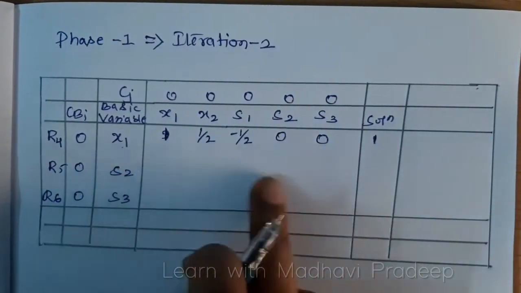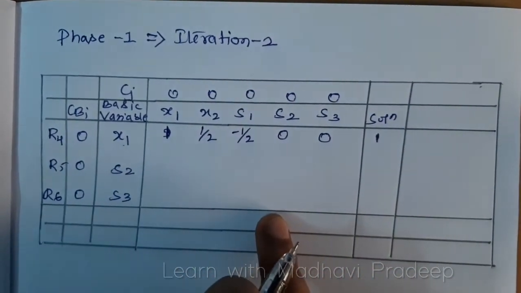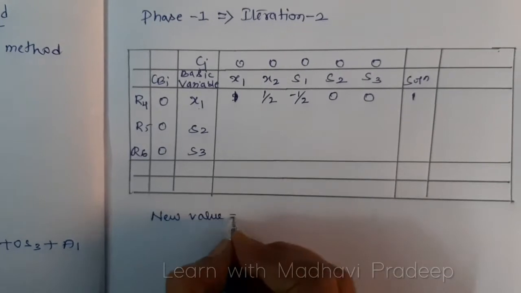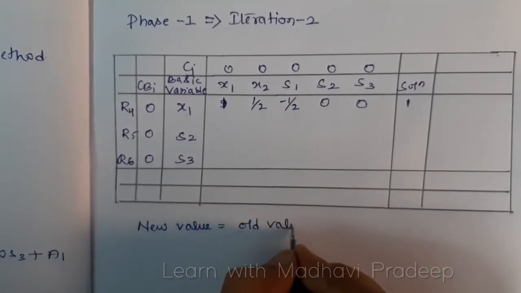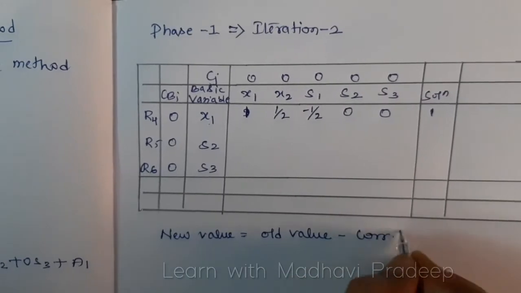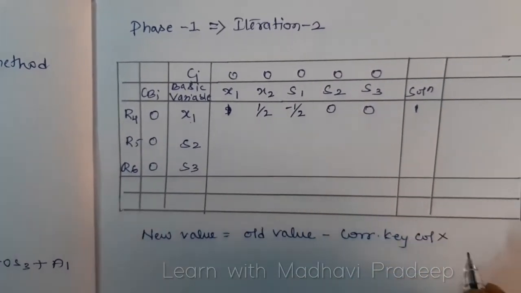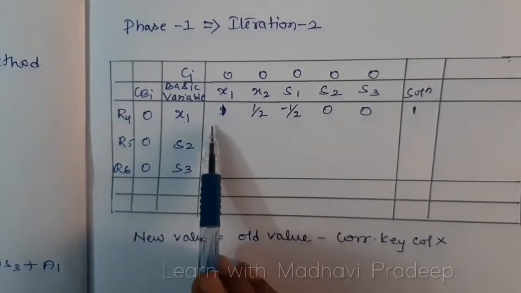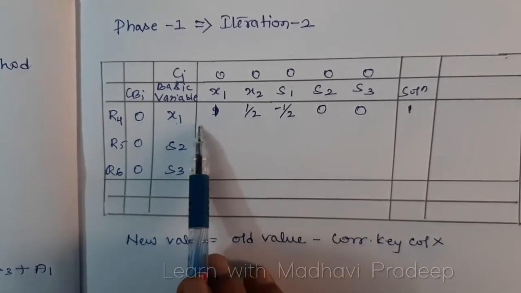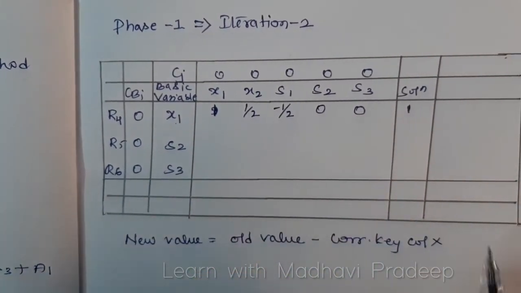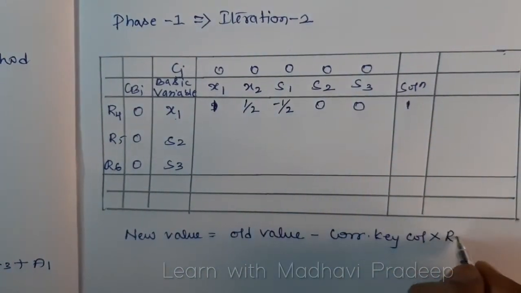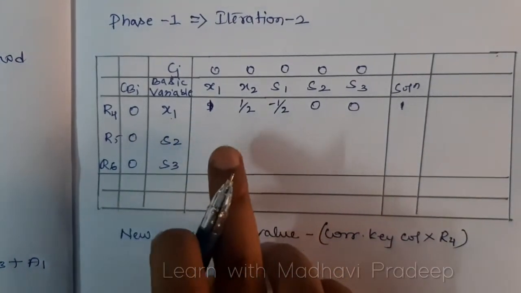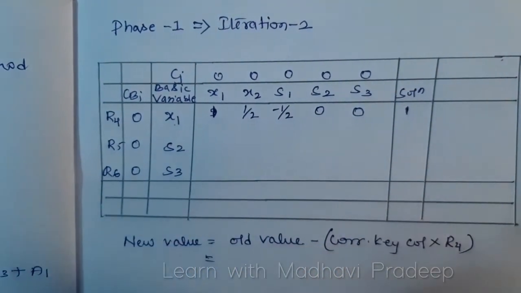Now we need to find the values for S2 and S3, so we are going to use a formula here. The formula is: new value is equal to old value minus corresponding key column into, now here we have to write down from iteration 2, that is the R4 value. This is the one for which we found the new value now. For the key row we first found that value, and now we have to write it down here. So that is the R4 row, so write down R4 here. Now write down the old value for the S2 row, that is from the previous table, the S2 row's values we need to write down.